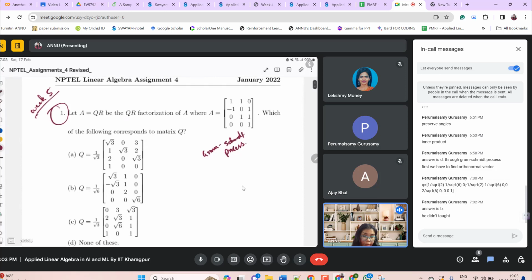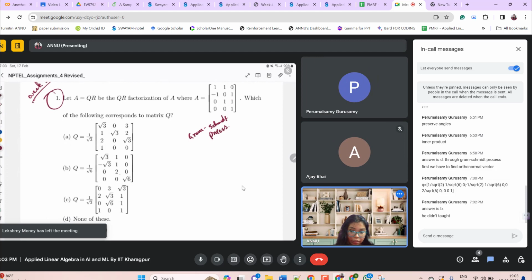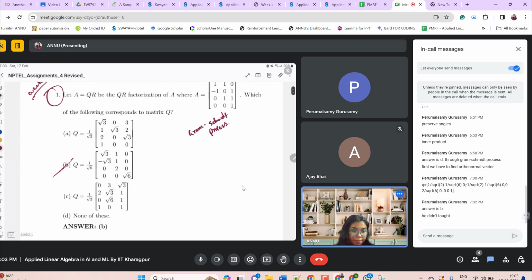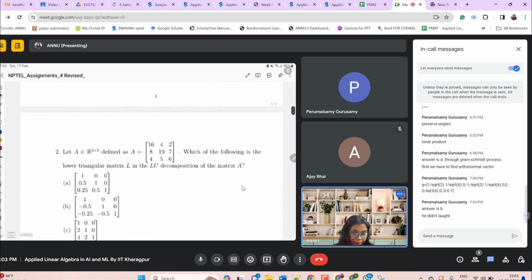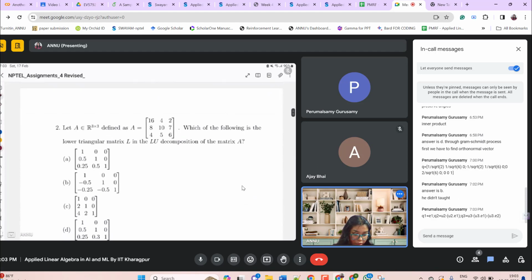But one more thing, how to check. First of all, the columns should be linearly independent. Okay. If the columns are linearly independent, then we can check. I hope that A and C should not follow the linearly independent case. It should follow only this one. And as Guruswami told, the answer is right. Okay. Moving to the next question.